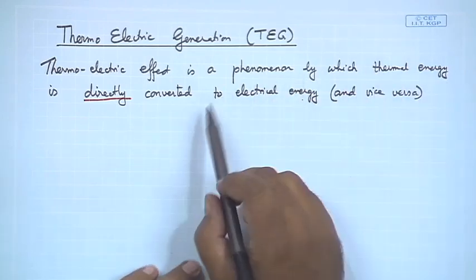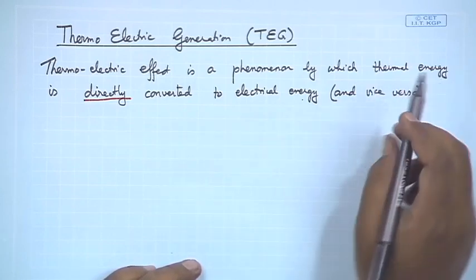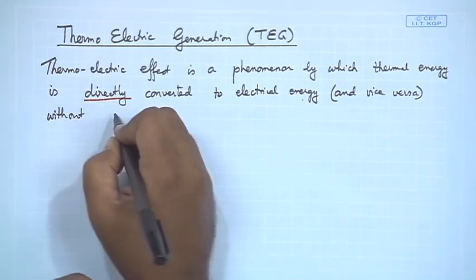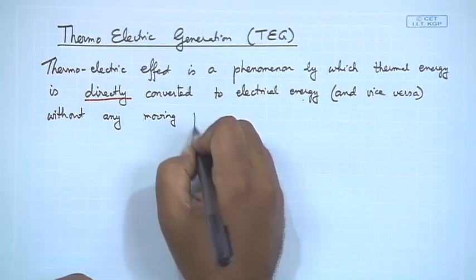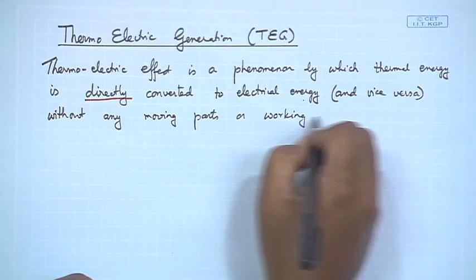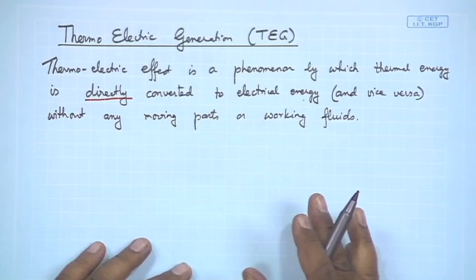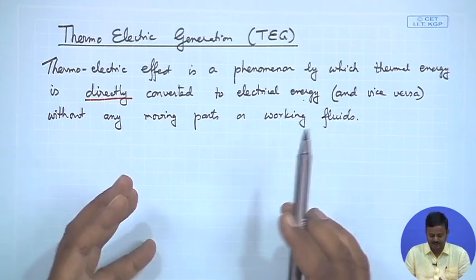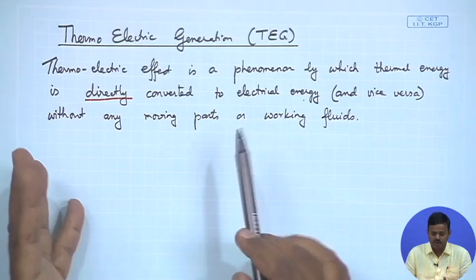Even though in this course we are concerned more with converting thermal energy to electrical energy, thermoelectric can also do the reverse, and without any moving parts or working fluids. For that matter, when we look at the other types of direct conversion devices, the same definition will hold good to a large extent. So, this is a very generic definition of what a thermoelectric generator can do without going into the details of its construction.